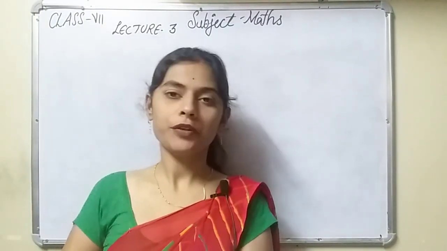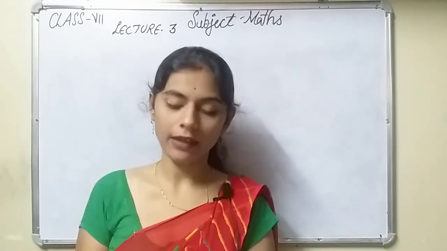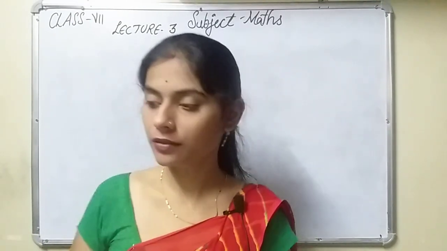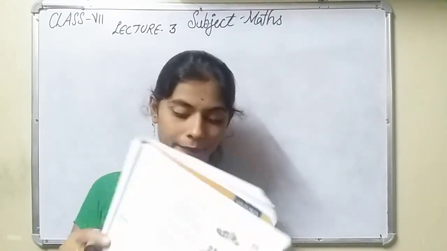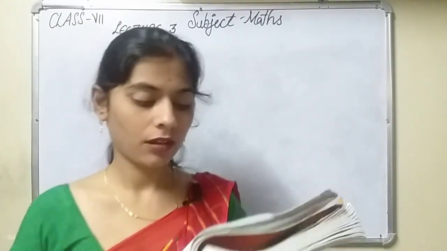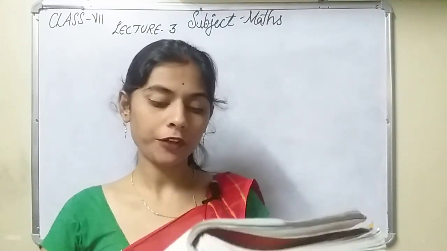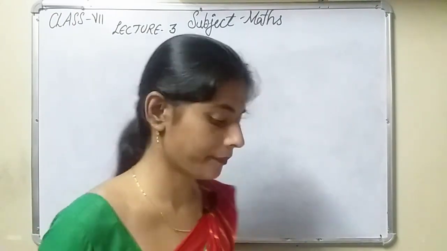Today we will start our new exercise. Up to 3B we have completed in our earlier classes. So today we will start our next exercise 3C. Your first question is, what should be added to 3.189 to get 7?